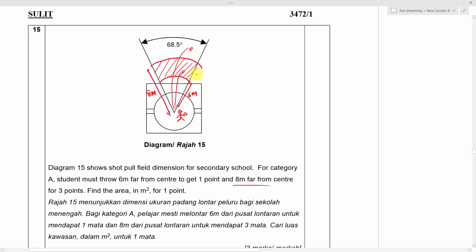So my logic is just use the big sector minus the small sector. All the sectors have the same angle, which is 68.5. And this one is 8. This one is 68.5 also, but this one is 6. So I just minus them, then I should be able to get the area between them. Alright, and then I do not like degrees, so I will change the angle into radians. So I will multiply pi over 180.